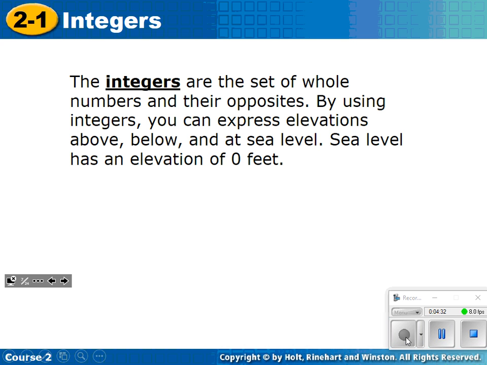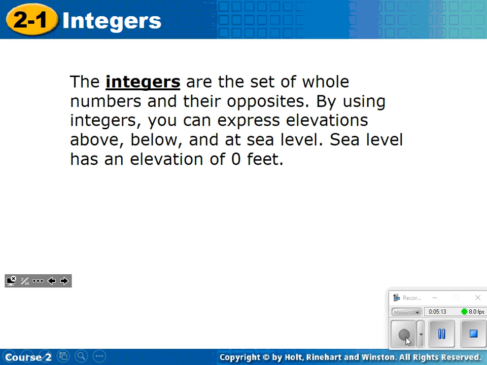By using integers, you can express elevations above, below, and at sea level. Sea level has an elevation of 0, meaning if you're standing on the beach at the ocean, you are 0 feet above sea level. But as soon as you start walking away from the water and going up, the higher your elevation is. That's positive. That's above sea level. Now, if you walk down into the ocean, you'll start dropping below sea level.